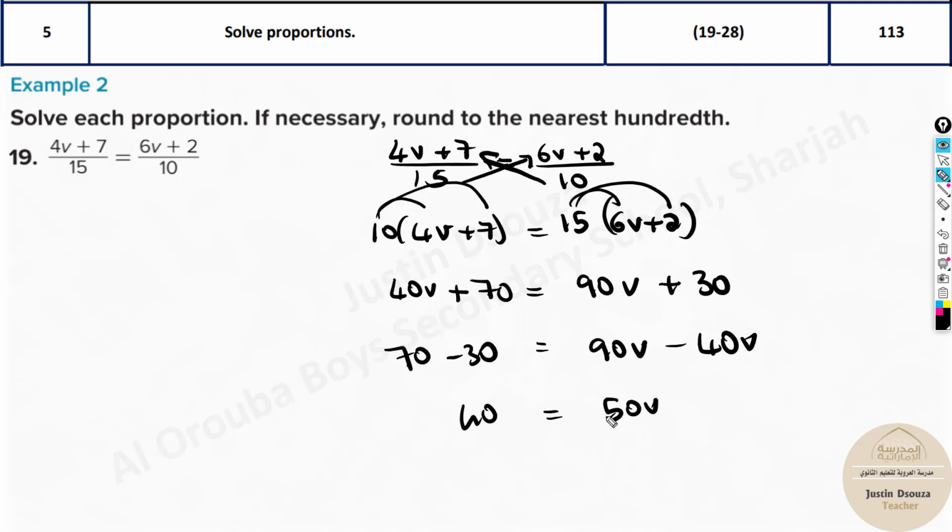Now take 50 to the other side, it will be 40 by 50 equals v, that is 4 by 5. 4 by 5 is the answer. This is how we solve it.